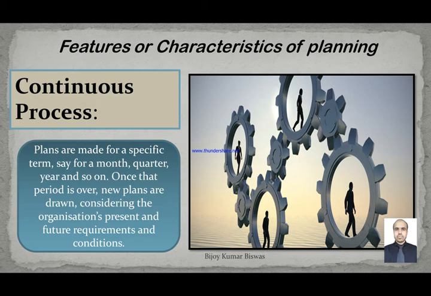Plans are made for a specific term, say for a month, quarter, year, and so on. Once that period is over, new plans are drawn, considering the organization's present and future requirements and conditions. So we can say that a plan is drafted for a specific term. After ending the term, after ending the course of action, after ending the time, the new plan is drafted. So it is a continuous process. Planning is always a continuous process.